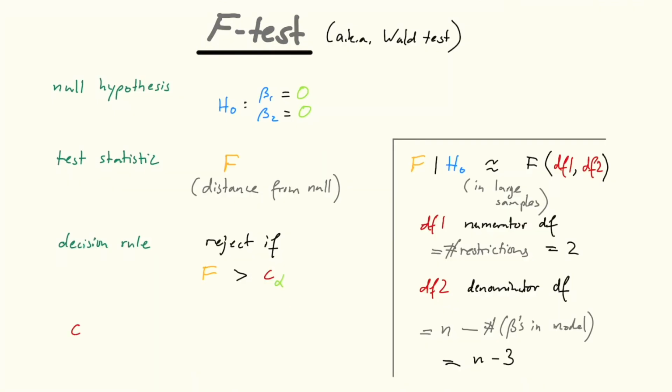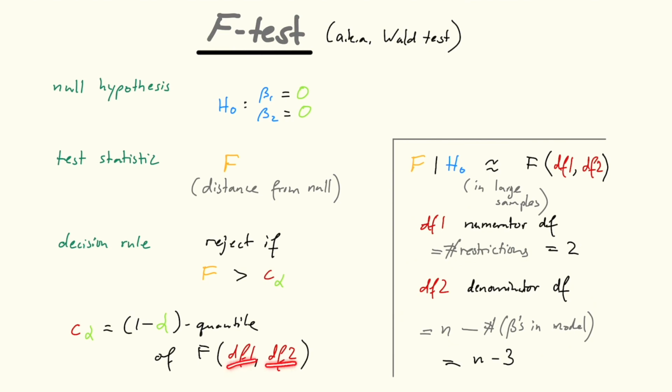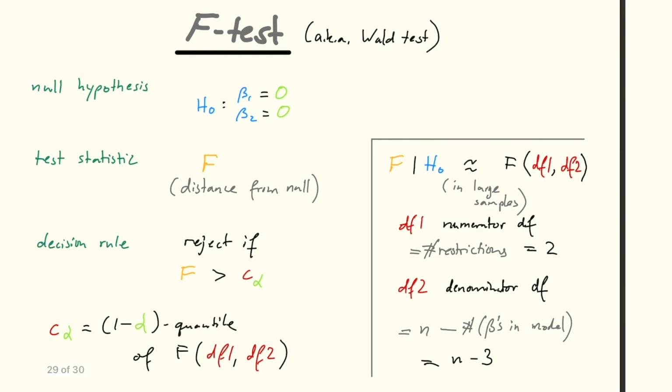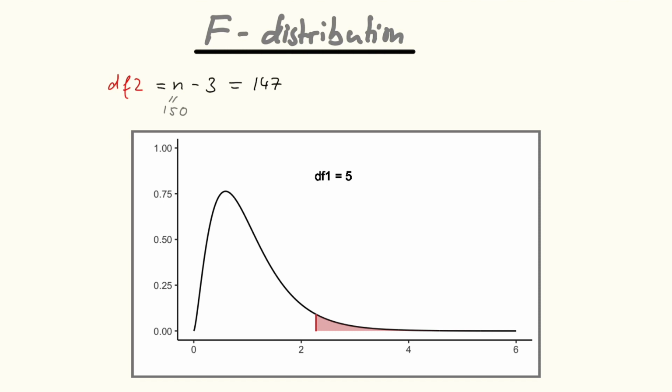We choose C alpha equal to the 1 minus alpha quantile of the F distribution with df1 and df2 degrees of freedom, where df1 and df2 are defined here. Different parameters will give us different critical values and therefore different decision rules, as illustrated in this animation. For this animation, I've set alpha equal to 5%.